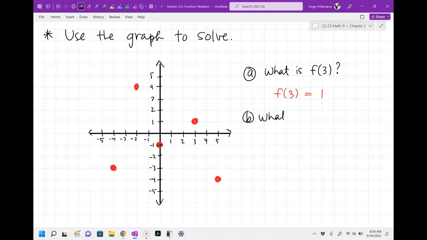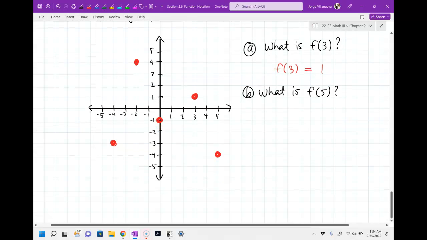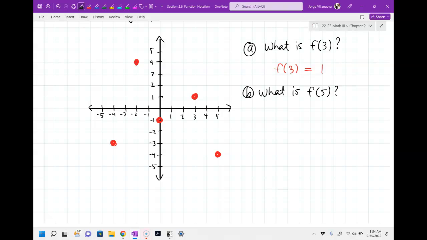What is f of 5? What is f of 5? -4. Because 5 is right here. That's 5. So I'm just going to go down to where the point is and look for my y value. It's -4. So my answer is -4. So f of 5 is -4. All right, we'll do one more of these and we're going to switch it up.